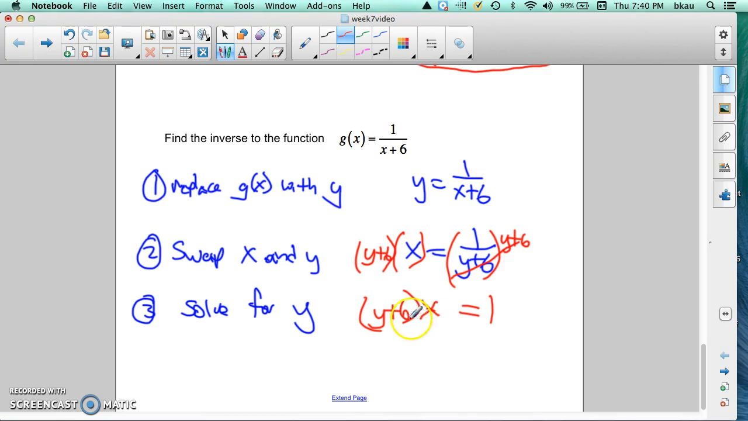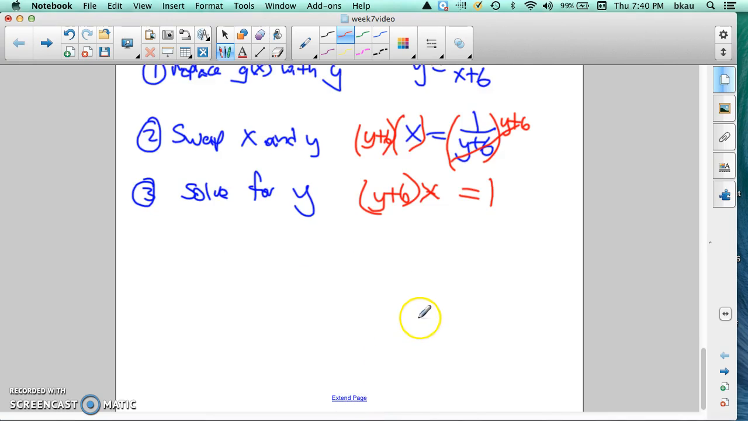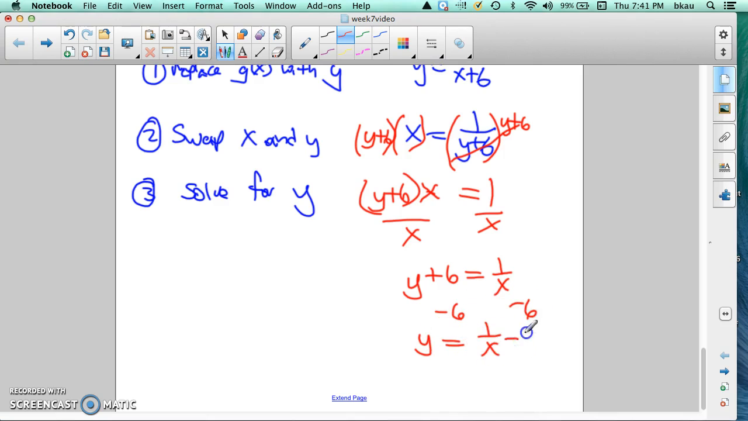Then there's a couple things I could do here. I could divide by x first, or I could distribute. You'll get equivalent answers, but they'll look a little bit different. We're still solving for y. So if I divide by x, I get y plus 6 equals 1 over x. And then I subtract 6, and I get y equals 1 over x minus 6. If I do it that way, that's what it looks like.